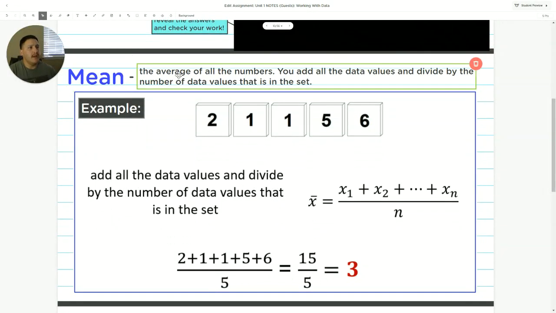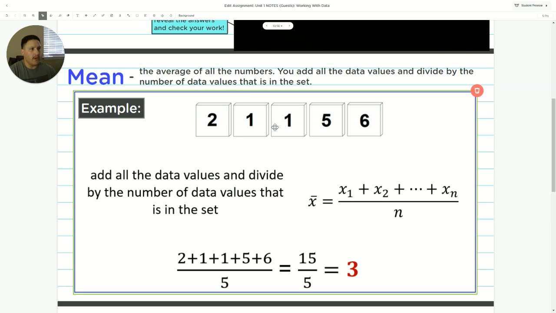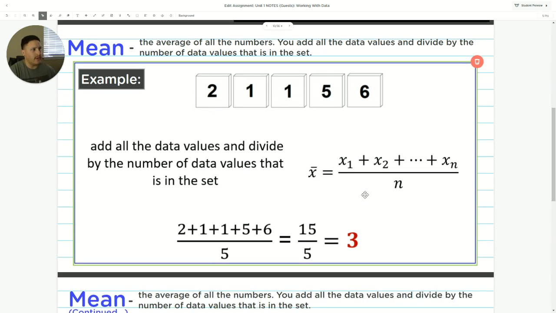Okay, mean. The average of all the numbers. You add all the data values and then divide by the number of data values that is in the set. So in this example, to take the average, we don't have to worry about ordering them in any particular order. We just add up all the numbers and divide by the amount that we have. So we're going to take, there's a formula right here for you to understand. X bar means average. X1, X2 just labels the different values that we have all the way up to the last number. And then N represents however many numbers we have.